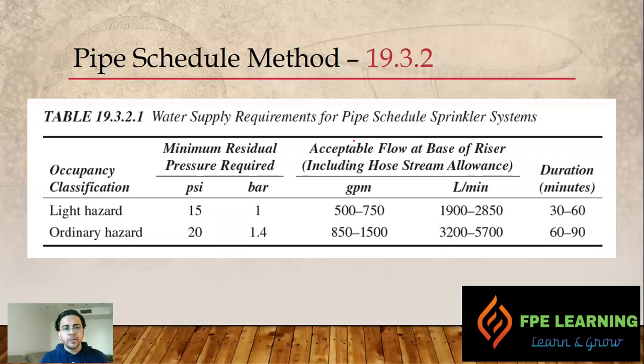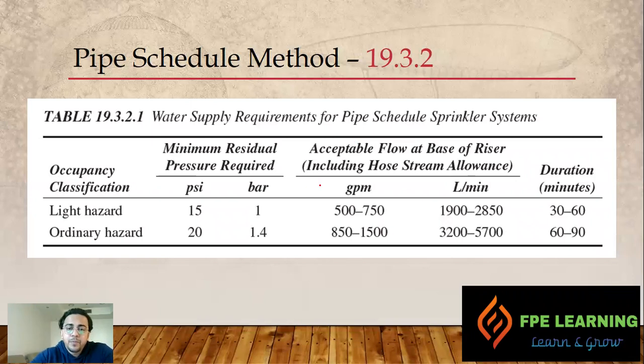So for the pipe schedule method 19.3.2, we have two types of occupancies, light hazard and ordinary. It is not allowed for the extra hazard occupancies, right? So for minimum residual pressure we need 15 psi for light and 20 psi for ordinary hazard. Remember, for water spray sprinklers, as per hydraulic calculation, the minimum pressure is 7 psi, but here we have 15 and 20, so it's almost double that, and sometimes triple in ordinary hazard.